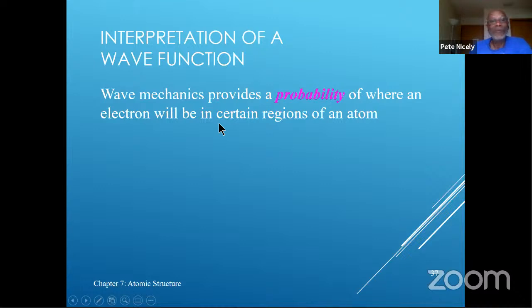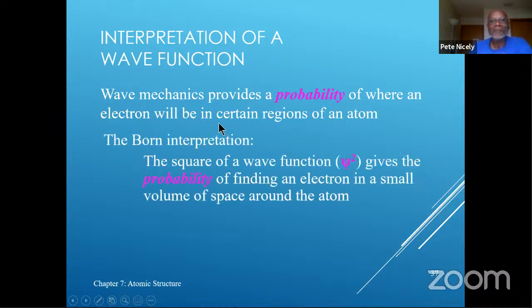Well, basically the wave function represents in part the property of probability of an electron being found in a small volume of space around the atom. So to calculate that probability, we have to square the wave function. So the square of the wave function gives the probability of finding an electron in a small volume of space around the atom, all right?